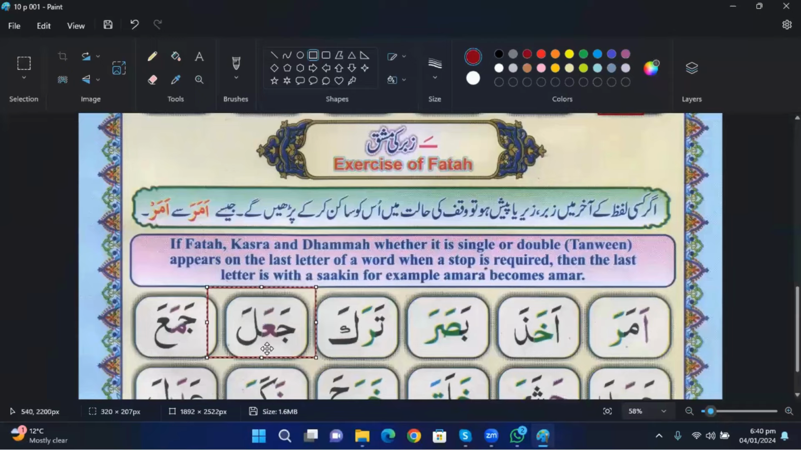Again, you will explain that in this chapter, we need to read all red colors like double fatha, kasra, or dhamma with nasal sound. And all those letters where the double fatha, kasra, or dhamma is not shown in red color, we need to read them with clear sound. Is that okay?